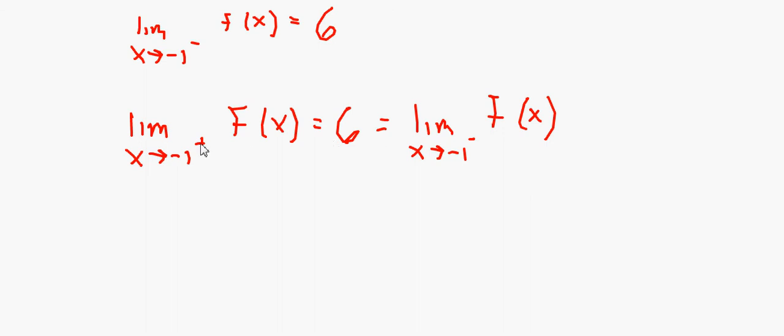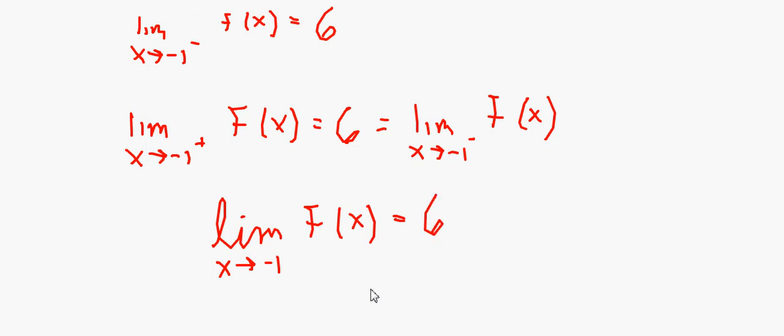Since the left-hand limit equals the right-hand limit, the limit exists, and it equals 6. So you would write limit, in cursive for some reason, as x goes to negative 1 of f of x equals 6. Okay.